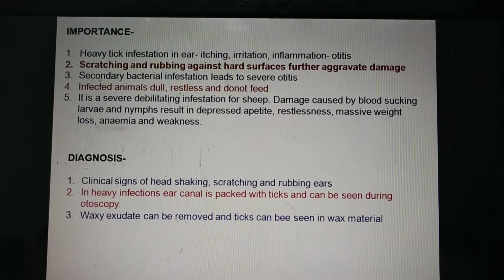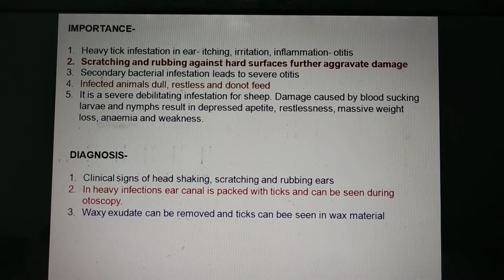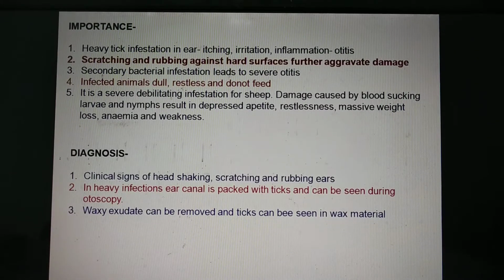So how to diagnose? Diagnosis is very simple. You will look for the clinical signs. What are the clinical signs? The animal will be shaking its head, it will scratch its ear, rub its ear against hard objects. So these are the clinical signs.